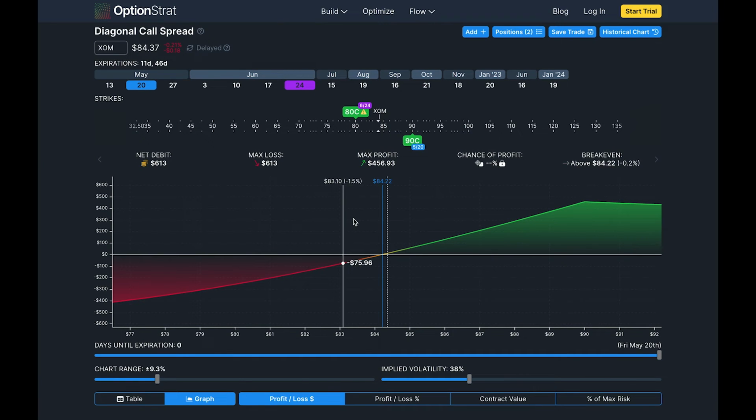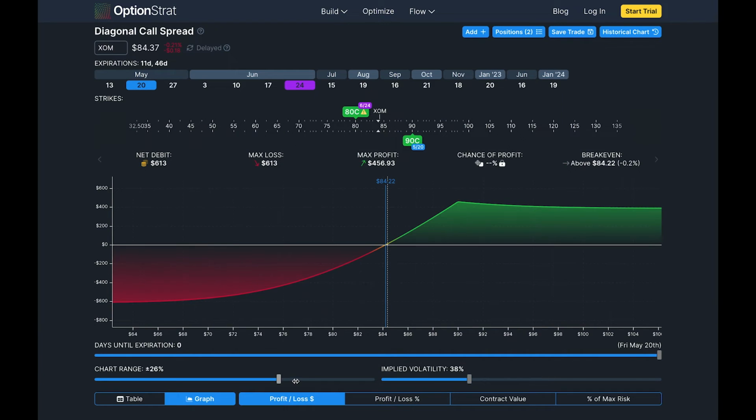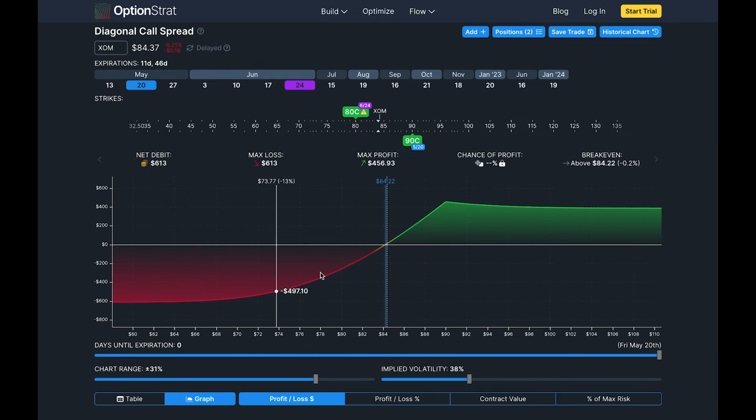All right, so here is what the profit and loss table would look like at expiration. If we zoom out, you can see the whole profit and loss profile. It's got this sort of unique shape where it's sort of curved down here in the loss quadrant, and then it just has this sharp rise, and then it sort of tapers off here on the profit side.